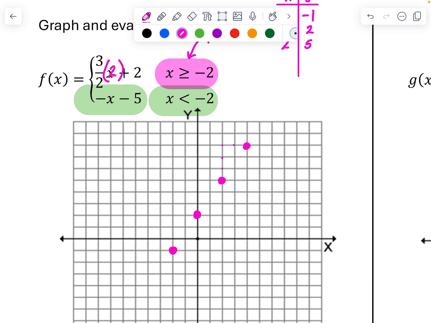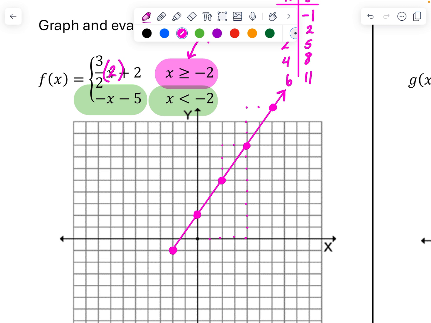That would be the point 4, 8. And if I went up 3 more and over 2 more, I would have this point right here, and that would be the point 6, 11. And then I could, if I wanted to, draw my line. But it is really a line segment because it's only a piece of the line. It's only the piece of the line where the x's are greater than or equal to -2.